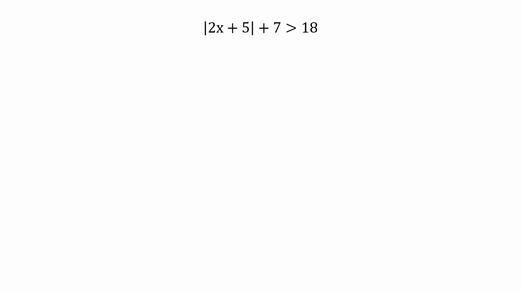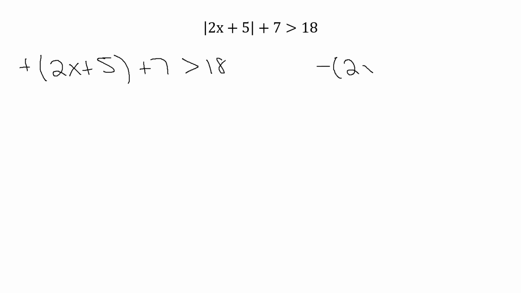So, let's look at one more. And here's the same one we did a few slides ago. The difference is it's greater than. So we're going to do the same thing. We're going to split it into the positive. Remember, when you have more than one thing inside of that absolute value sign, put it in parentheses. And then you have the negative version of it. And then you're going to walk through, just like we did before, and solve for x.